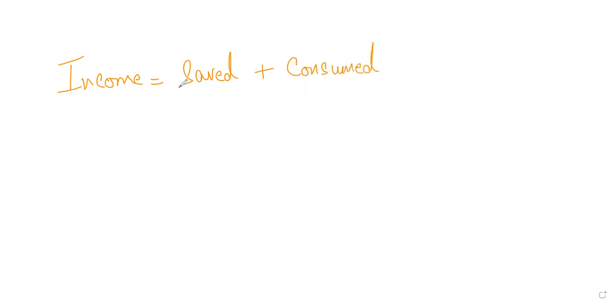So we are about to look at the saving function now. Saving function would be, have a look at this, negative S naught. Now what is S naught? I'll tell you in a second. Plus MPS, which is marginal propensity to save, times Y.